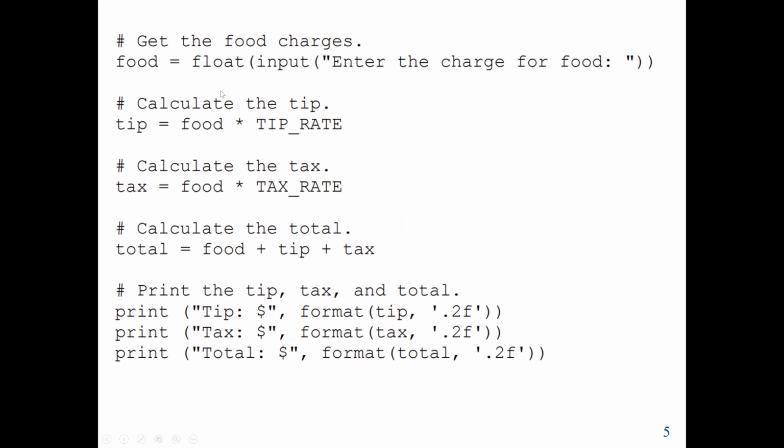So that's our input, again, the food amount. The operations we are doing here are 3. We calculate the tip, we calculate the tax, and also we calculate the total purchase, which will be the food plus the tip plus tax. Then we display our 3 results, the tip, tax, and also the total.